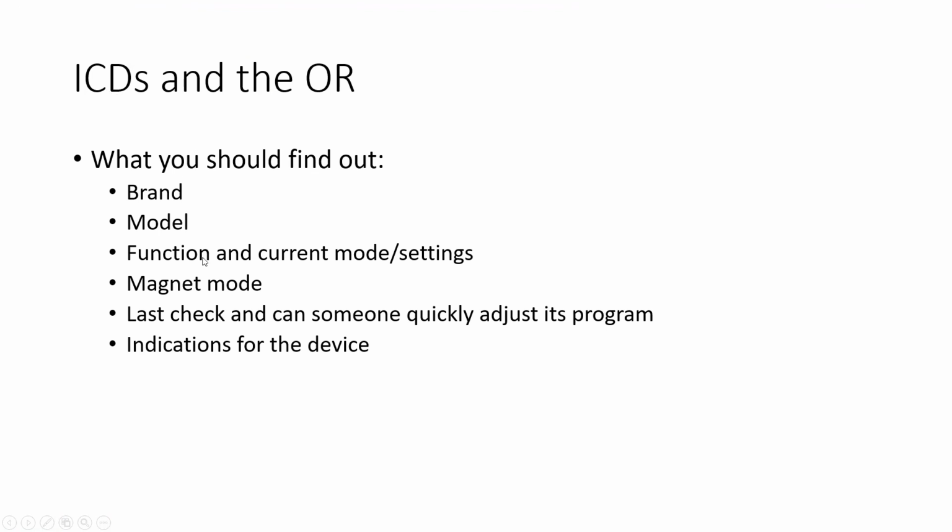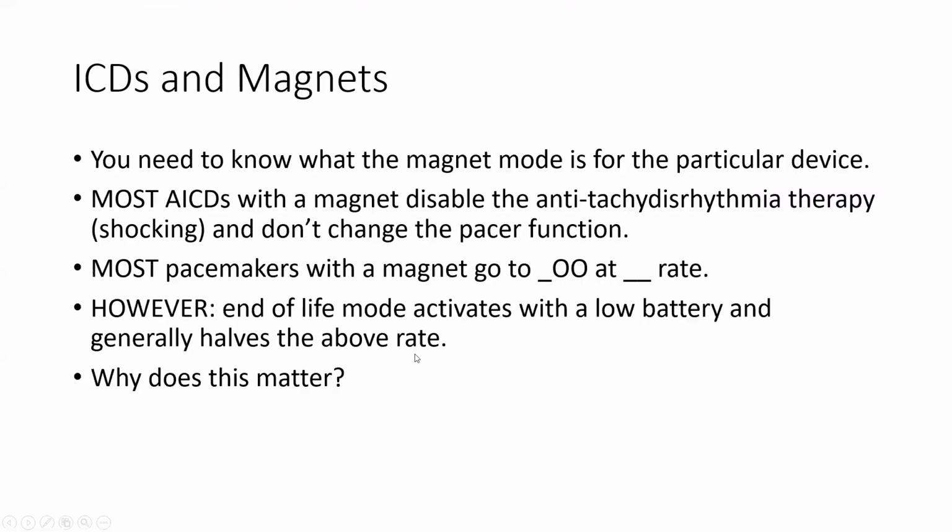So these are defibrillators, and you need to know information about these things before you take someone back, ideally to the operating room, or when you have them in the ICU, you want to know what their anti-tachy threshold is, for example. Magnets. So knowing what the magnet mode is for a particular device is worthwhile. So most AICDs, I've capitalized most because it's not all. When you put a magnet on, it disables the anti-tachy therapy. So this is like shocking and overdrive pacing, but it doesn't change the pacer programming. So if they're set to DDD at 70 and you put a magnet on, they're still on DDD at 70.